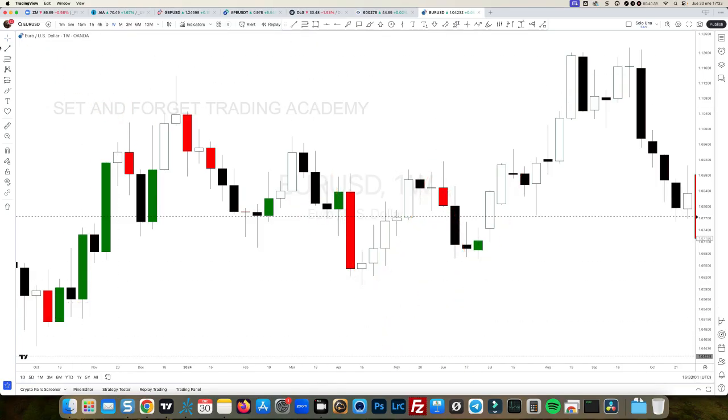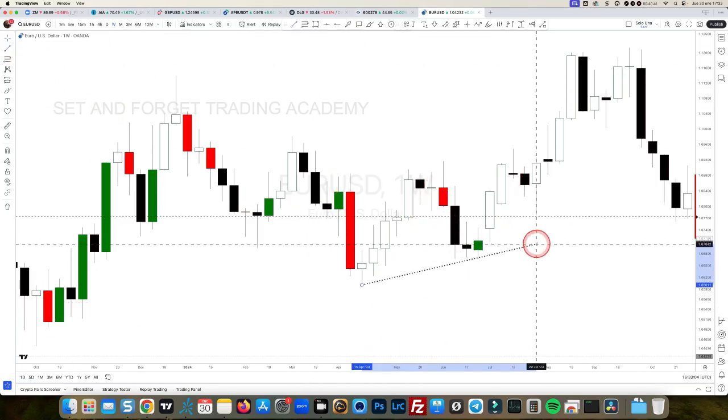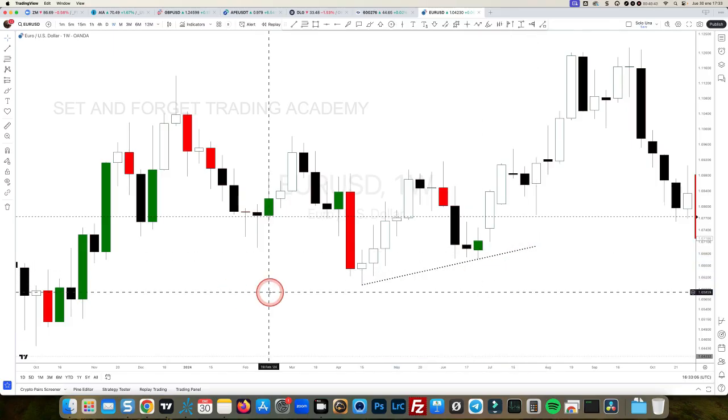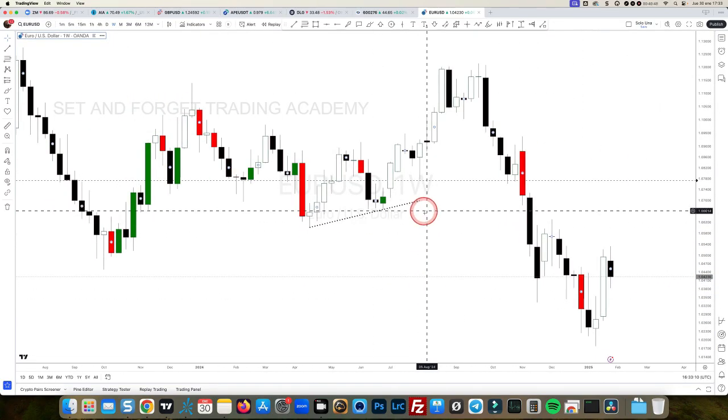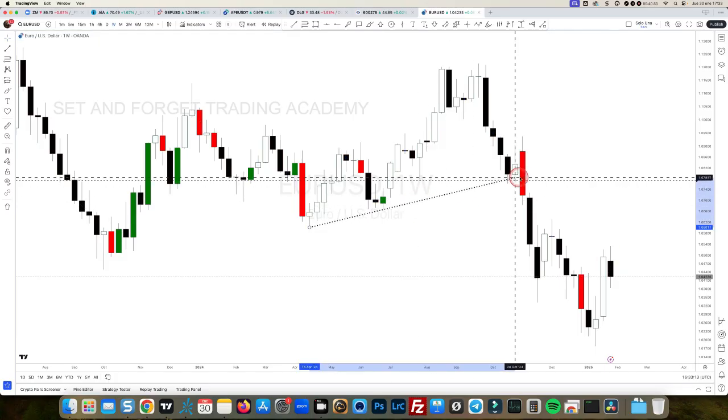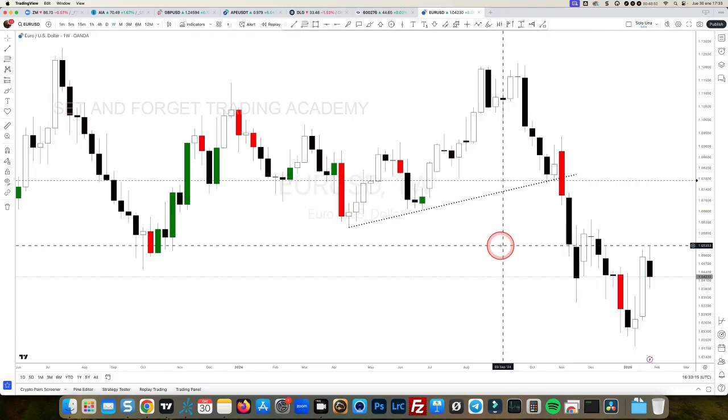The trend line could be drawn like this, never cutting through candles. Okay? That's the way it is. That's the way it works. When we extend the trend line like this, okay?